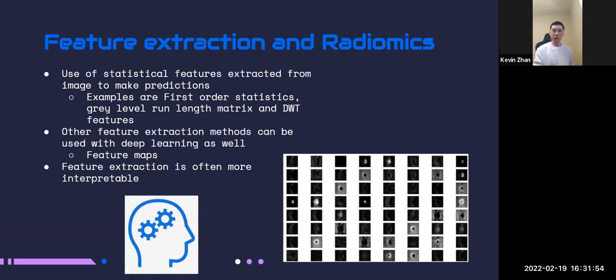So I'd like to talk about radiomics next. This is an area of radiology where we use statistical features, which are kind of invisible, to make predictions, or to do feature extraction for predictions. Examples are first order statistics, gray level run length matrix, and discrete wavelet transform features. These are somewhat intuitive or interpretable, and they're mostly statistically based.